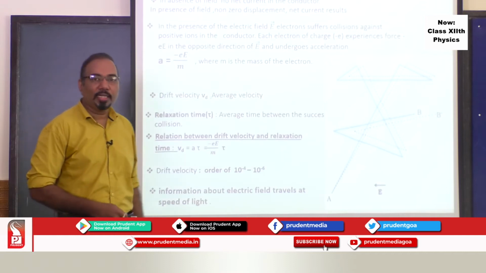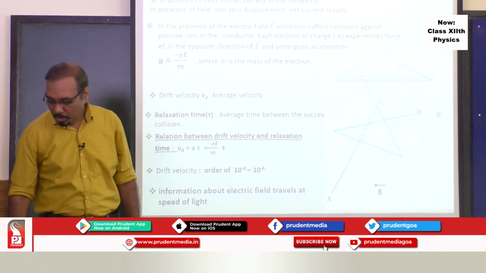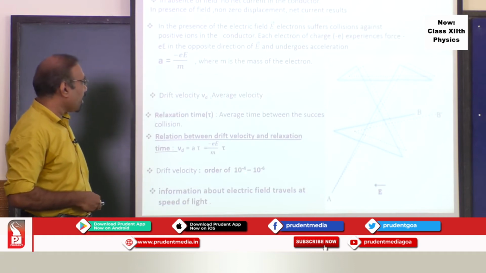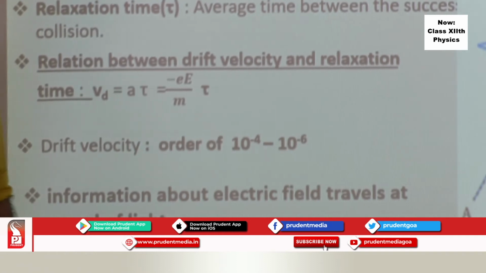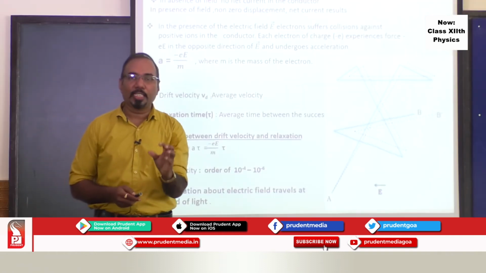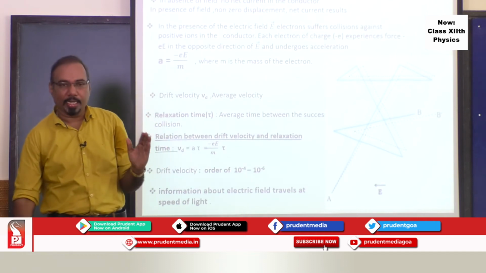We can calculate this drift velocity, and it is of the order of 10 raised to minus 4 to 10 raised to minus 6 meters per second. So the drift velocity is very, very small when the electric field is set up in the conductor.